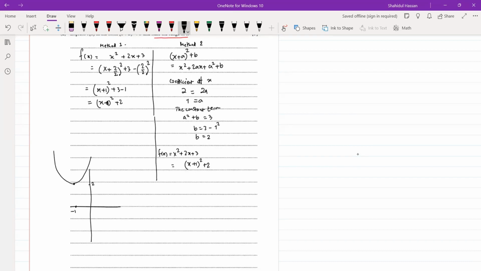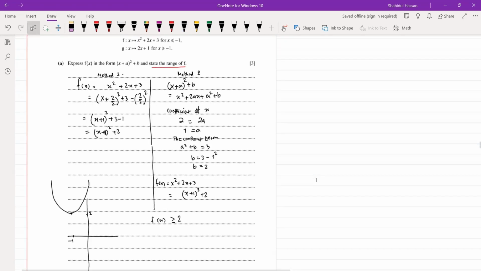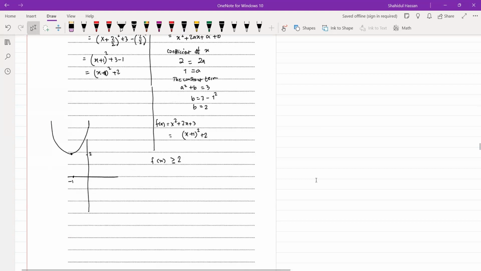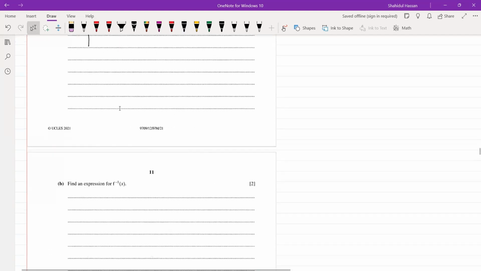Now, once you have sketched the graph, you'll see that the minimum value of the graph is 2. The graph cannot go below 2. Therefore, the range of the function will be f of x must be equal or greater than 2. So the graph follows such a path so that the value of y is either equal to 2 or greater than that. So we're done with the range part and we're done with 7a.